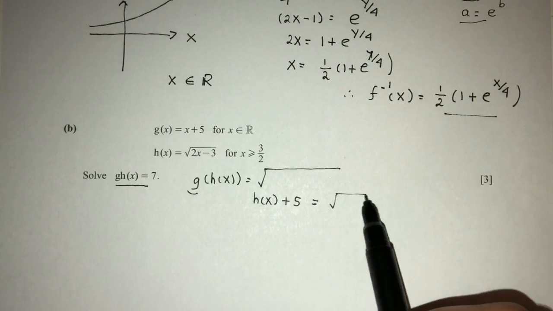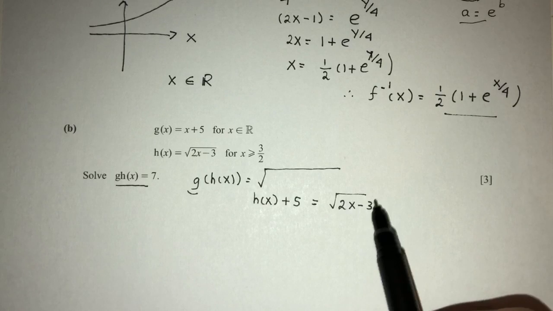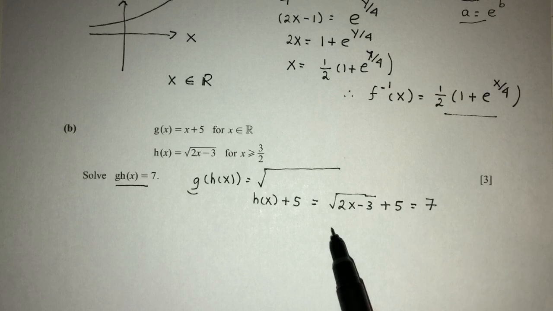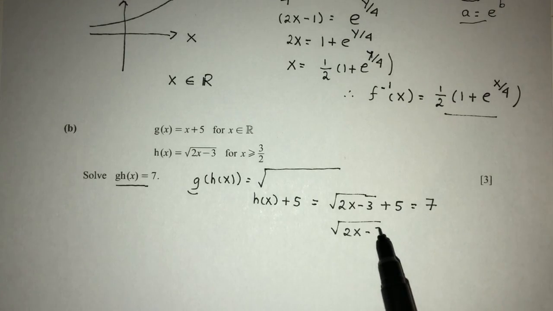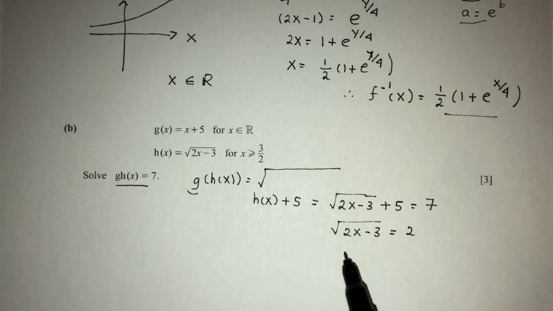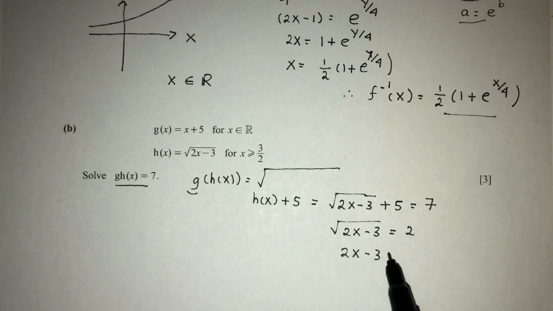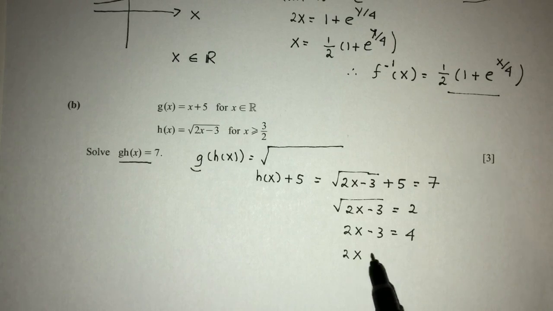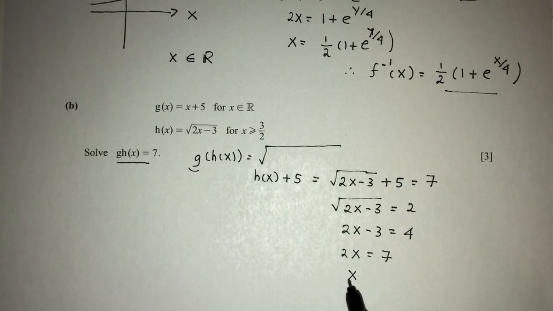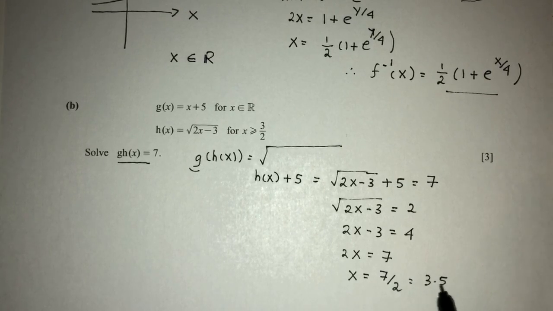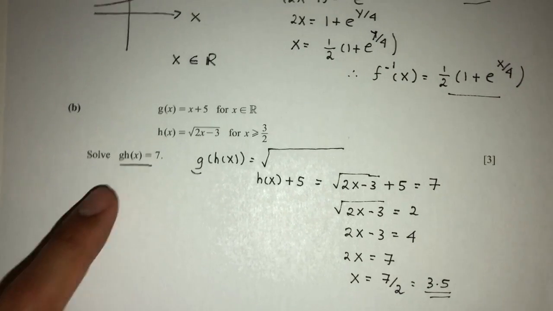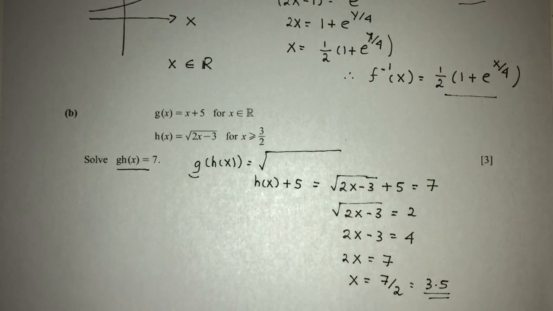h of x is root of 2x minus 3, plus 5 is equal to 7. So root of 2x minus 3 has to be 2. 2x minus 3 has to be 4, right? And then 2x has to be 7, and x has to be 7 divided by 2, which is 3.5. So x will be 3.5 for this equation. And that will be your question number 3.